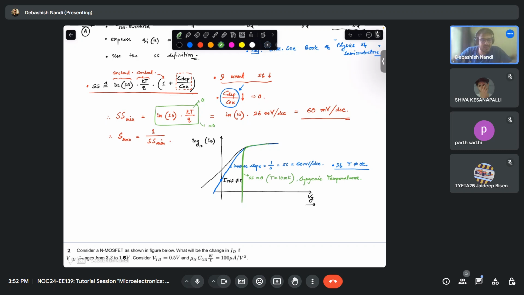So is it now clear why we discuss the subthreshold swing and slope? And this limit is called, by the way, Boltzmann's limit, or sometimes also Boltzmann tyranny, right?